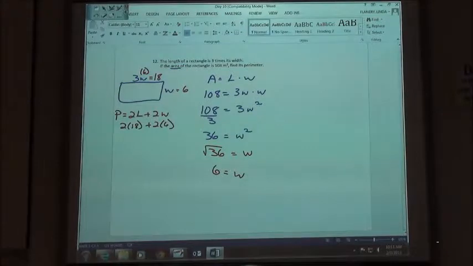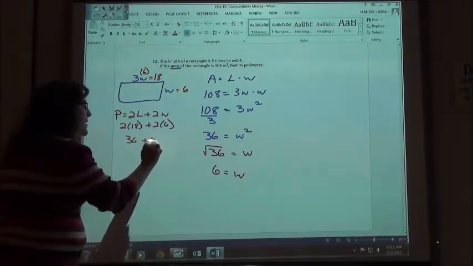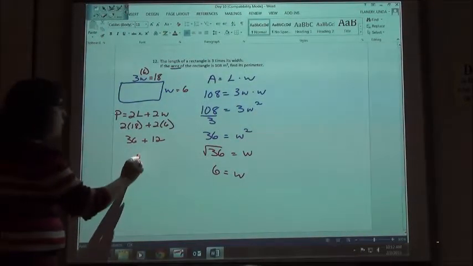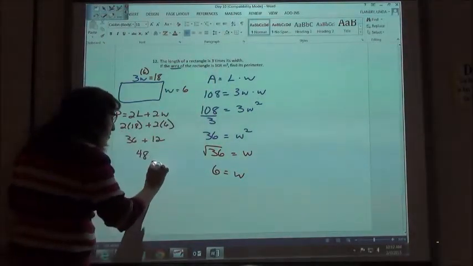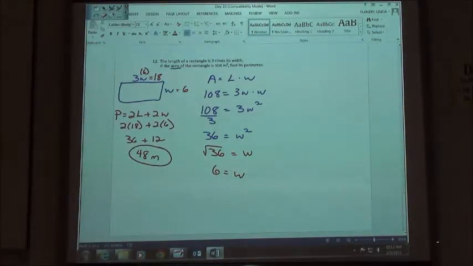2 times 18 is 36. 2 times 6 is 12. And 36 plus 12, 48. Since this is perimeter, it's in just a plain unit. So since my area was meters squared, my perimeter is just in plain meters.